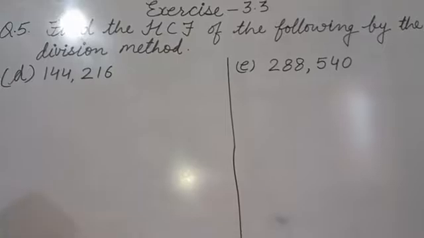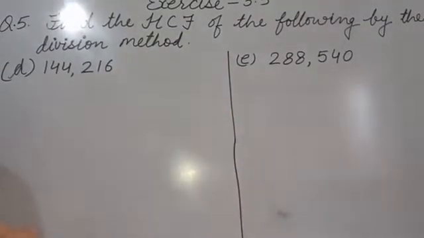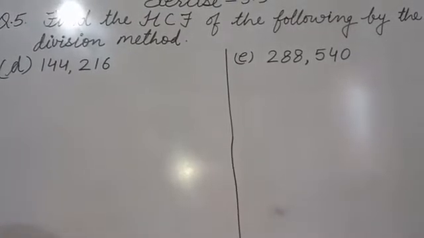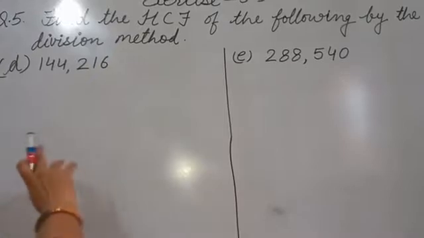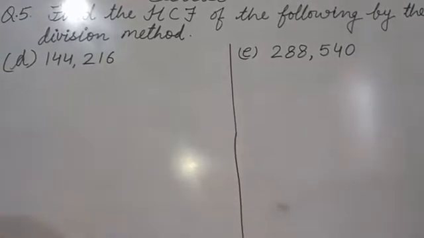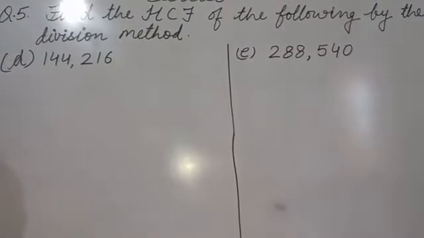Okay. Here I take D and E parts, because in D and E parts you have big numbers, and in A, B, C you have small numbers. So that you can do yourself. And D and E I take here. So you should understand this, and then you will do A, B, C parts. Okay. So how will you do?